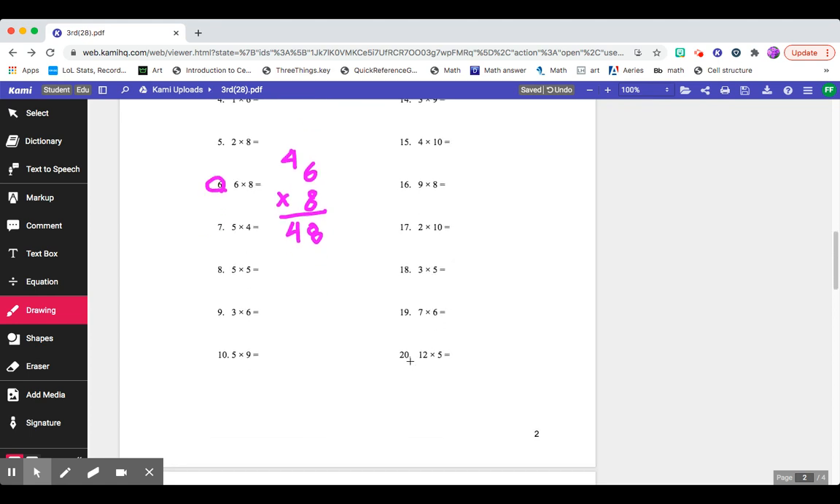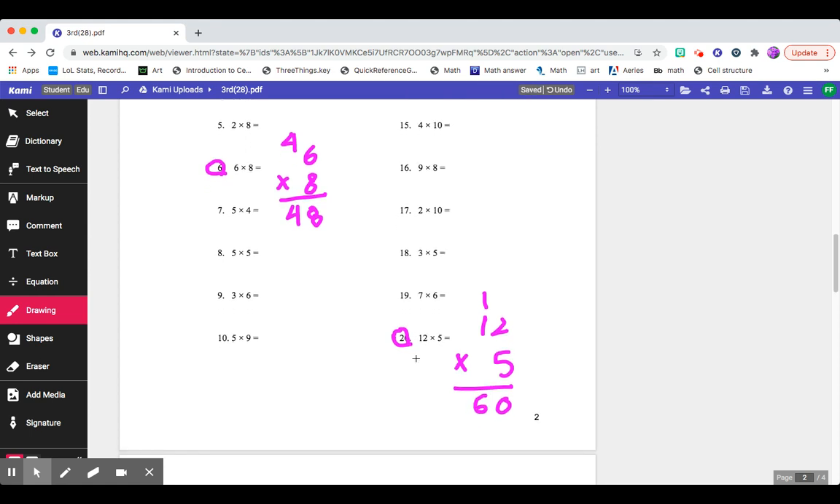And let's try number 20 for the last one in the multiplication. 12 multiplied by 5 equals what? 2 times 5 equals 10. 1 times 5 equals 5 plus 1 equals 6. 60 is the answer for number 20.